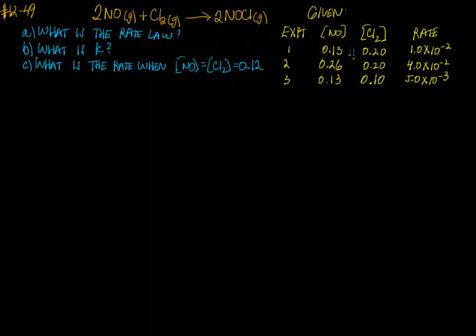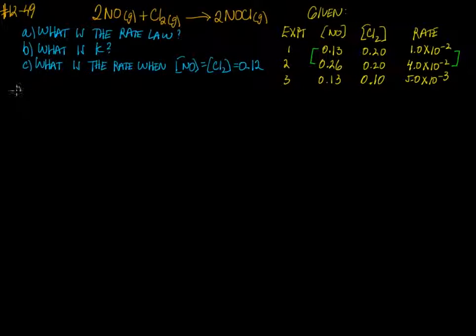So to do this problem, you want to find 2 experiments where one of the concentrations is constant. Okay, so experiments 1 and 2, the chlorine concentration doesn't change, and the other reactant, NO, changes. And in this case, it changes by 2 times. It doubles, right? So in experiment 2, the concentration is 0.26. That's exactly double of 0.13. So we can take the rates now and analyze those 2 rates by taking the ratios.